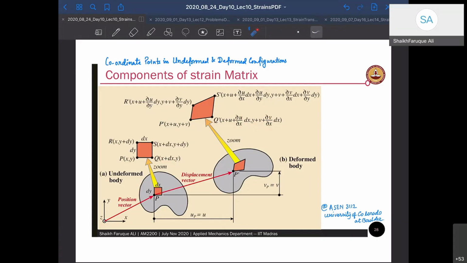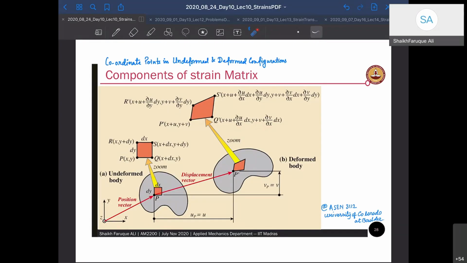Where is Y? This is my Y. Y plus V is here, plus how much change it has made along that direction, right? So this much is the rate of change of V along X into dx. Because V is the deformation, how much V is changing in the direction of X. So that much V will add up to its P dash position. So that becomes Y plus V plus dV by dx into dx. Please note these derivatives. They are very important.